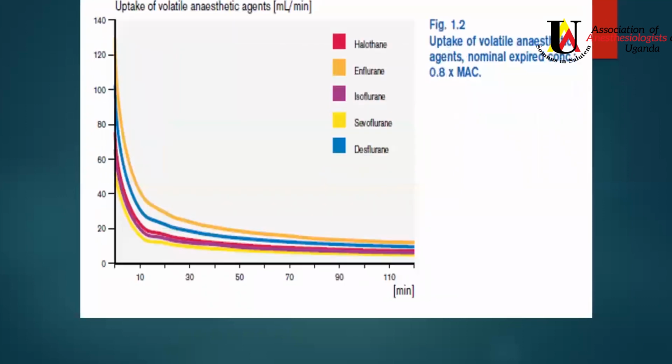Okay, this is the uptake of vital agents in mL per minute. And as you can see, all of them follow an exponential decay curve. So after a period of around 15 to 20 minutes, around here, you will notice most of them start to taper off, and then the uptake of these gases really goes down. So most of the anesthesia is utilized in the first 15 to 20 minutes. Then the tissues are saturated with the gas, and then you taper off.